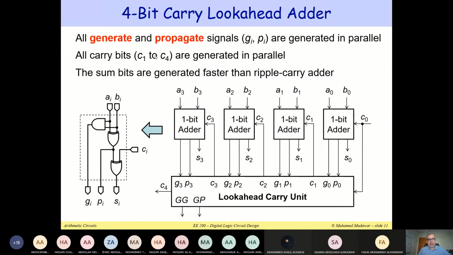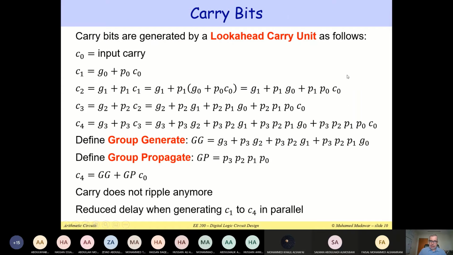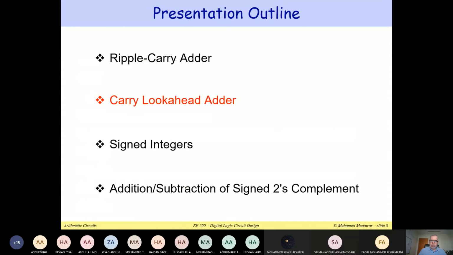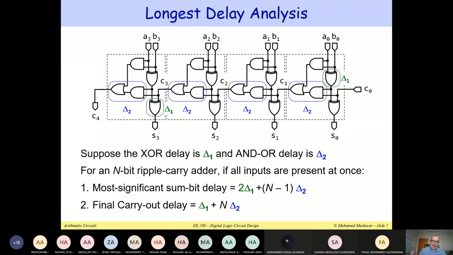Just to recap what I talked about last time. The problem with the ripple carry adder is that you have to propagate the carry from one full adder to the next full adder. And this propagation delay is going to increase according to the size of the adder. If you are adding n bits, so if A consists of n bits and B consists of n bits, the delay is going to increase linearly with n.